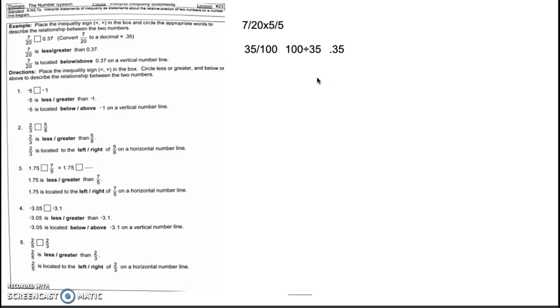Now I need to find out, is 35/100ths greater than or less than 37/100ths? Well, it's less than, right? Because 37/100ths is closer to 1 than 35. So if 35/100ths is less than 37/100ths, then that means that 7/20ths is less than 37/100ths.